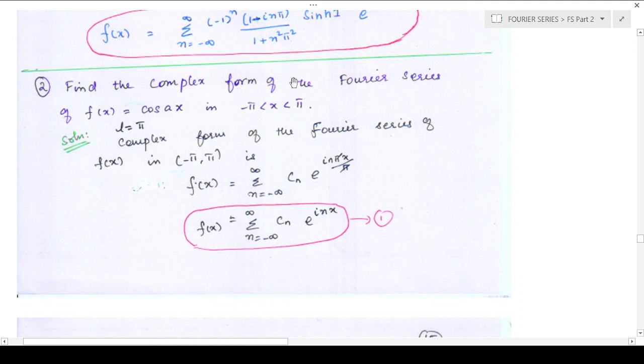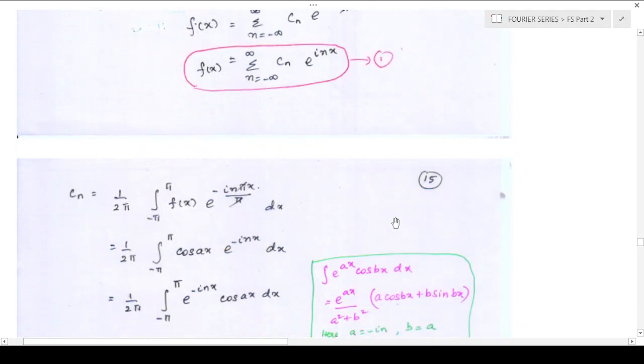Second one, find the complex form of the Fourier series of f of x equal to cos ax in the interval minus pi to plus pi. L is pi here. So you will be rewriting the complex form of the Fourier series f of x, where L is pi, right? You are writing it, marking it as equation 1. Then you are writing Cn, wherever it is L, you will be writing pi. Okay, substitute cos ax for f of x.